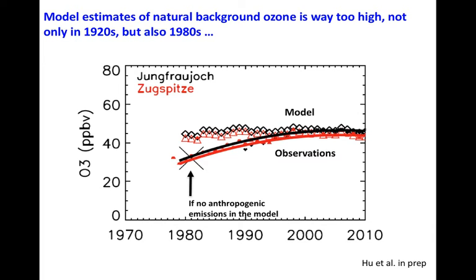It's way too high. And we have known that for a while because Loretta Mickley had a nice paper 15 years ago talking about how the pre-industrial level in the model is way too high. But it's not that long ago. It's just 30 years ago, in the 1980s, and we cannot even reproduce that level. It tells us that we definitely have much more work to do, particularly working on those remote areas and the background ozone environment. So I will stop here.